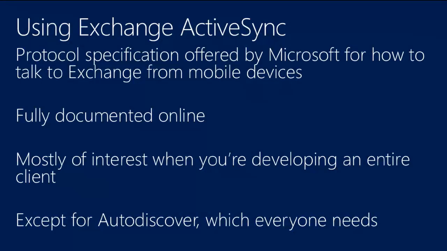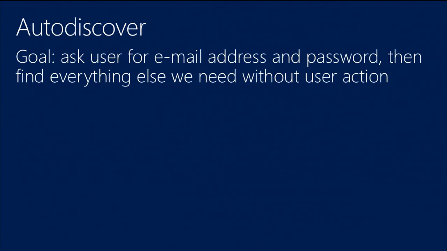The exception to this is that everybody who wants to talk to Exchange in any form will benefit from using AutoDiscover. And since we want to do that, we need to talk a little bit about how AutoDiscover works and how we can leverage it. The idea behind it is that we ought to be able to ask the user very simply for their email address and their password, and then use that to figure out what server to talk to. And then once we figure out what server to talk to, ask that server to give us back the manifest that I mentioned before.